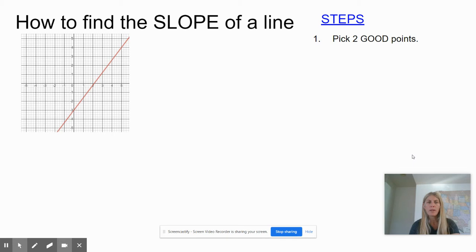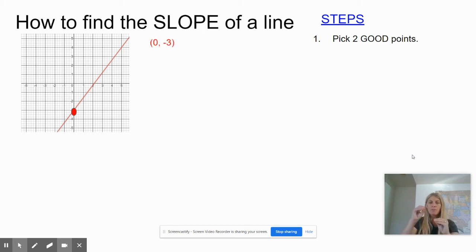Now, a good point means that it is at the crosshairs of two solid numbers. So we don't want anything that's a fraction or a decimal. So we're going to find two good points. And so our first one that we're looking at is right here. And that, of course, is on the y-axis. And that's the point (0, -3).